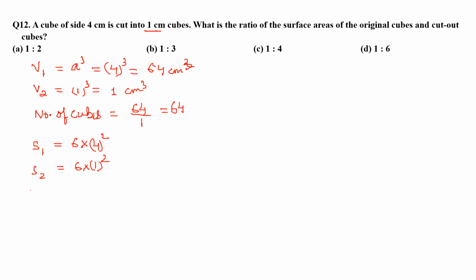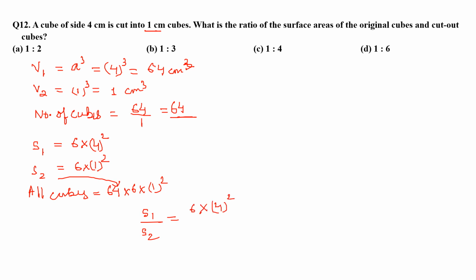So all the cutout cubes will be, okay, all cubes will be 64 into 6 into 1 square, because you have got 64 cubes, right? You have got it. Now you have to find the ratio. So ratio you have to find S1 by S2. Now your S2 is this. So it will be 6 into 4 whole square divided by 64 into 6 into 1 square.